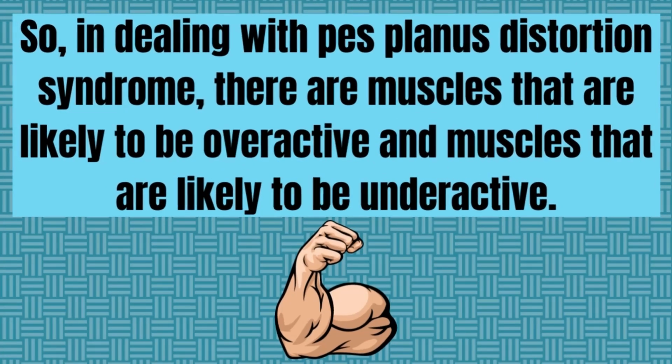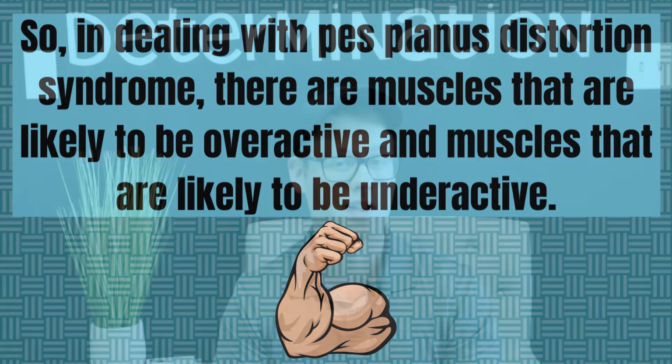So when dealing with Pes Planus Distortion syndrome, there are muscles that are likely to be overactive, and there are muscles that are likely to be underactive. For most clients, the best strategy will be to loosen the overactive muscles and strengthen the underactive muscles.